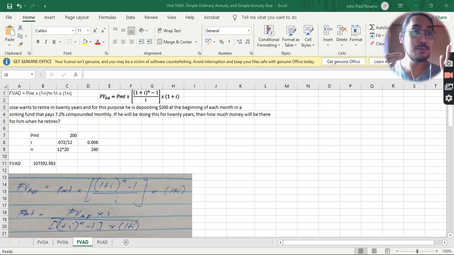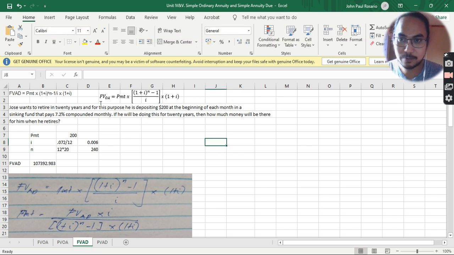Also, when we say simple annuity, the interval of payments and the interest compounding period are the same. So that's simple annuity. And then ordinary annuity, again, the payment occurs at the end of each interval, while for annuity due, the payment occurs at the beginning of each interval. The formula for that will be the same as your future value of ordinary annuity, but with the addition of another 1 plus i. Okay, so this is the formula for that.